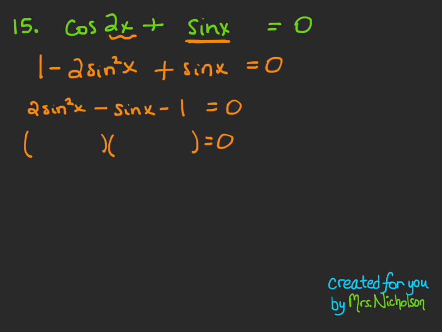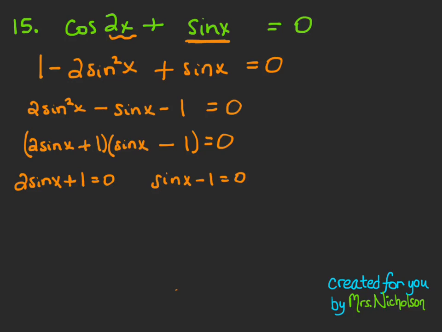To get 2 sine squared, that's going to have to be 2 sine x times sine x. And to multiply to get 1, it has to be 1 and 1. I want to end up with a negative sign in the middle, so that means I want my negative over here so that it gets multiplied by the 2. I want my plus to be here. So now I'm factored. I'm going to set each factor equal to 0. 2 sine x plus 1 equals 0, or sine x minus 1 equals 0.